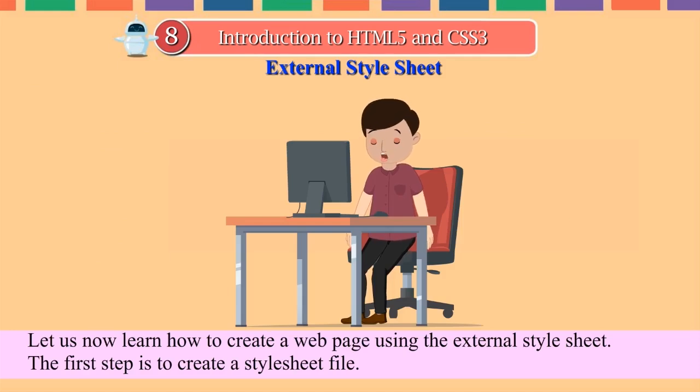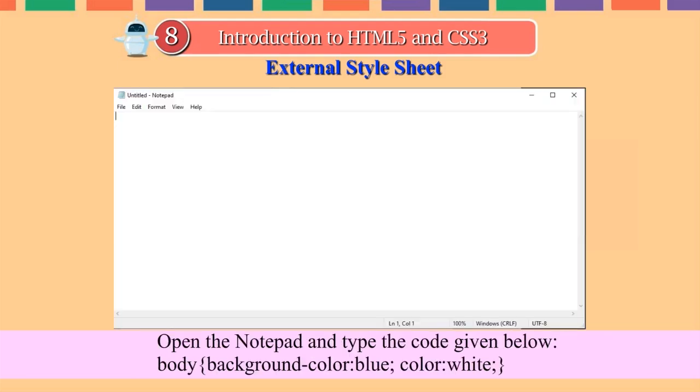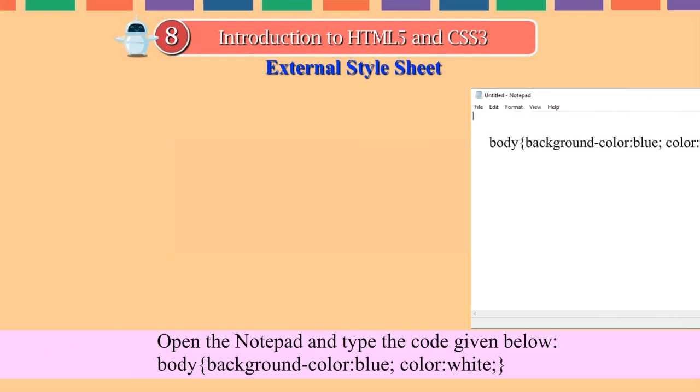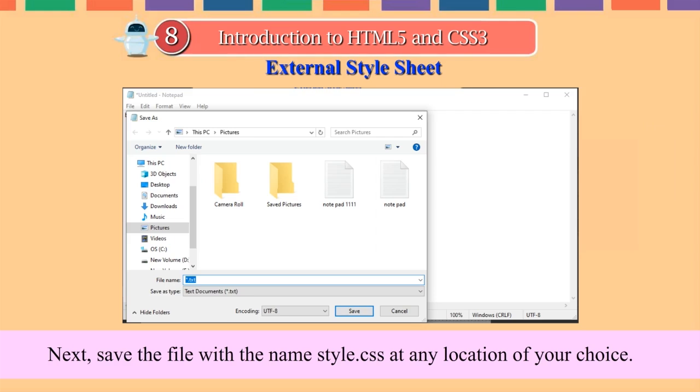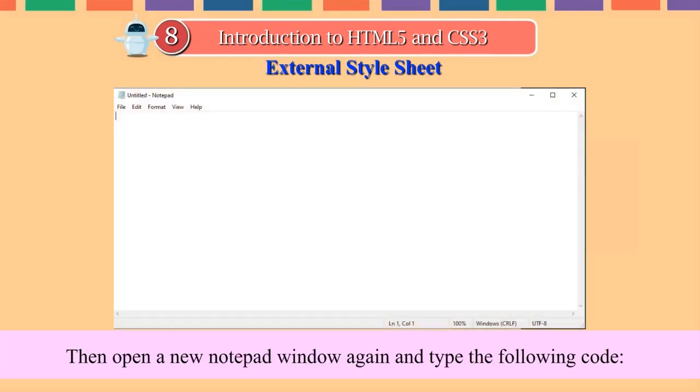The first step is to create a style sheet file. Open the notepad and type the code given below: body { background-color: blue; color: white; }. Next, save the file with the name style.css at any location of your choice. Then open a new notepad window again and type the following code: <!DOCTYPE HTML>.